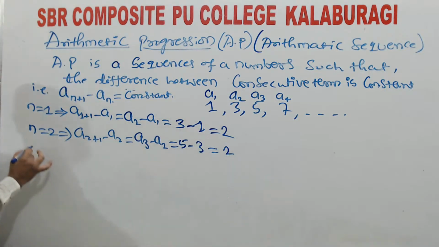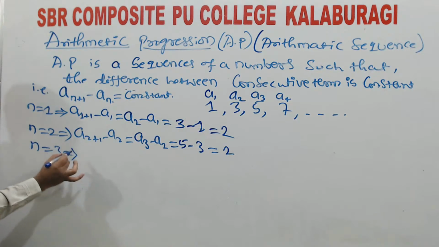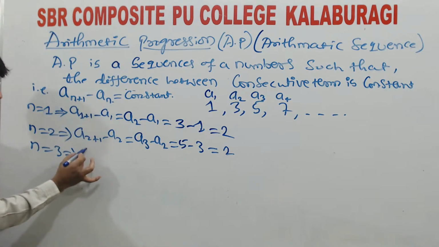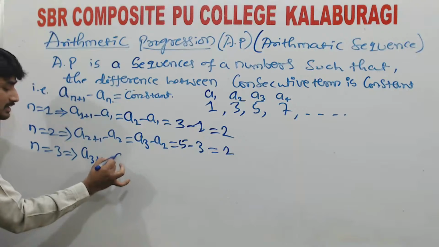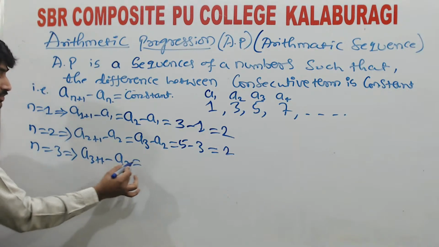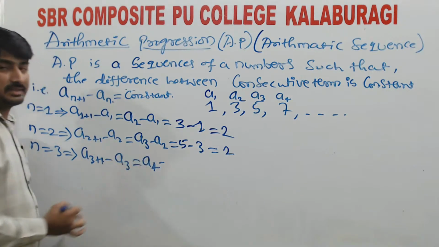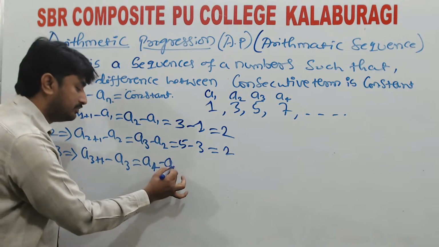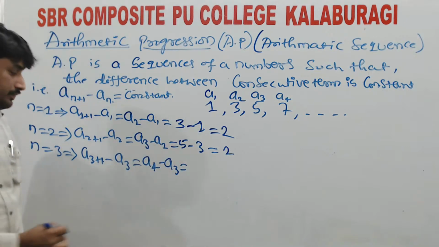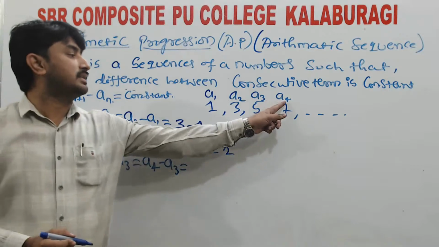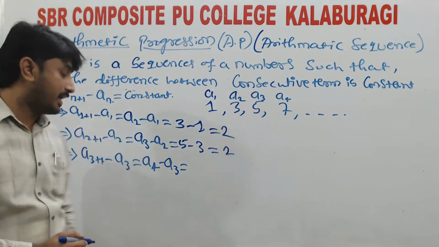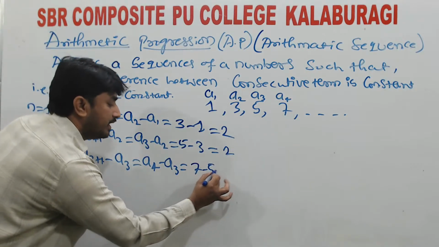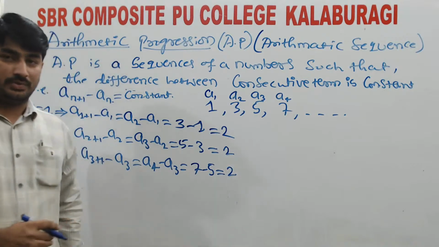I will take one more term, n equal to 3. Put the given condition: A3 plus 1 minus A3 is equal to, 3 plus 1 means the fourth term minus the third term. Here the fourth term value is 7 and the third term value is 5. Again it is 7 minus 5.